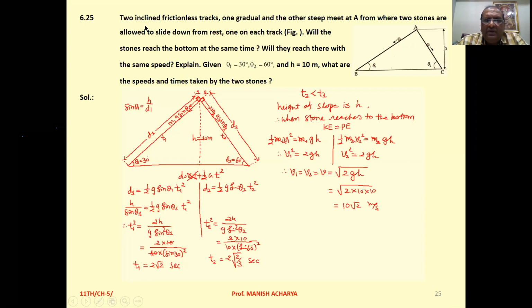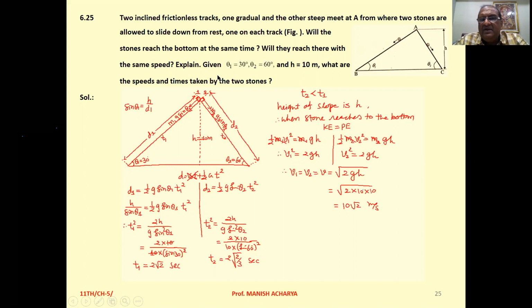6.25. Two inclined frictionless tracks, one gradual and the other steep, meet at A, from where two stones are allowed to slide down from rest, one on each track, as shown in the figure. Will the stones reach the bottom at the same time? Will they reach there with the same speed?